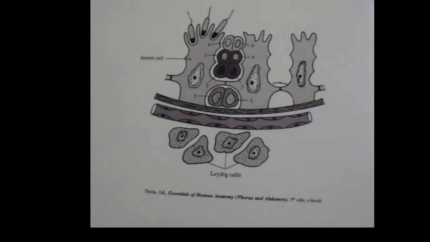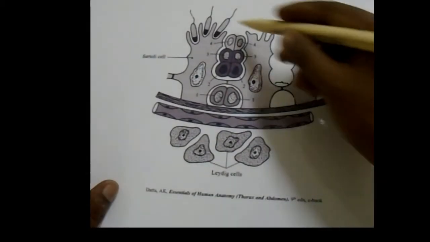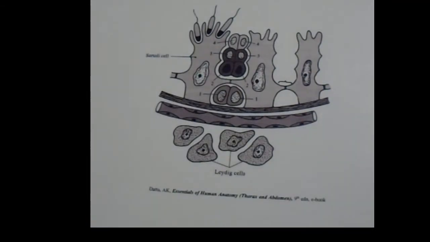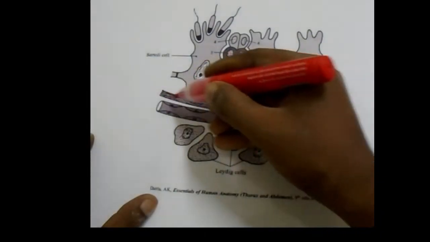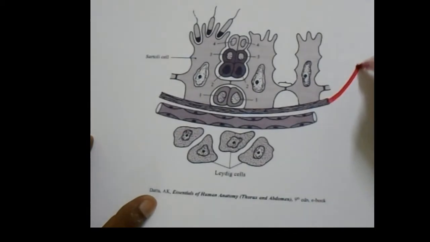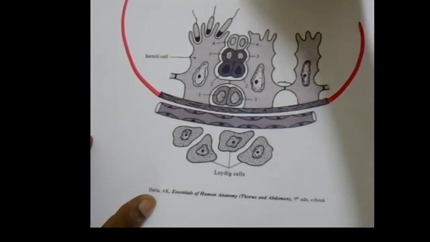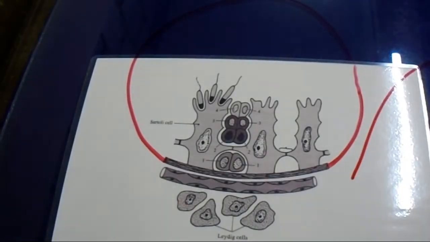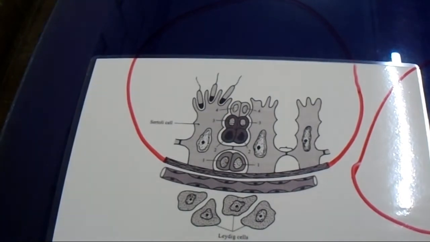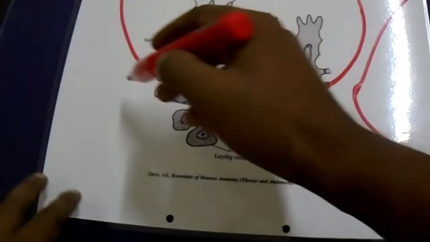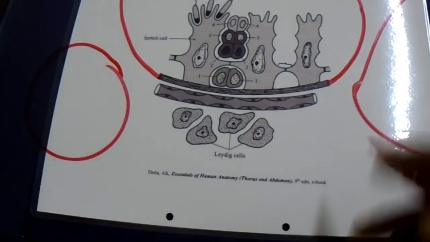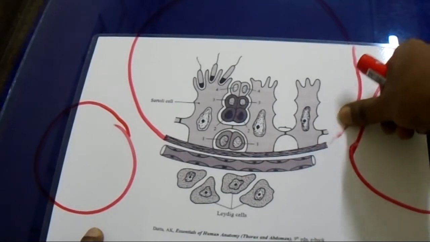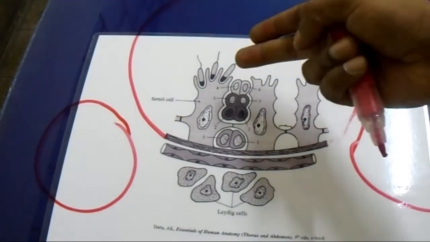Here, this is the schematic diagram of the structure of the seminiferous tubule, Leydig cells, and spermatogenic cells of different generations. Let's see. Here is the cut portion of one seminiferous tubule. This is the basement of the seminiferous tubule, and as it is a tubule, if I extend this, this is the lumen, and here is another lumen of another seminiferous tubule.